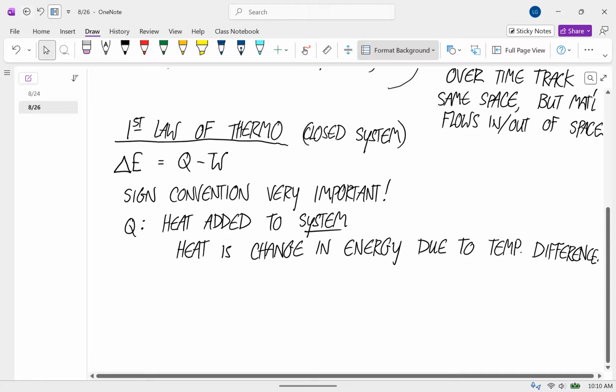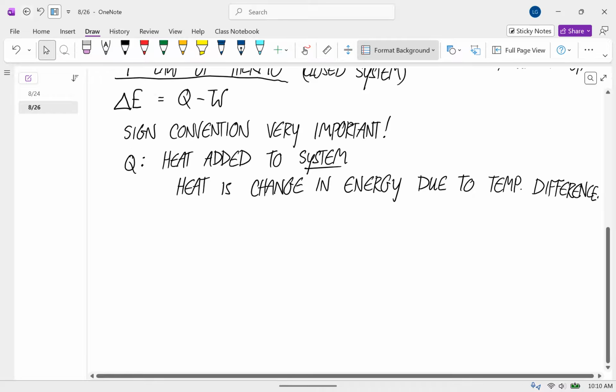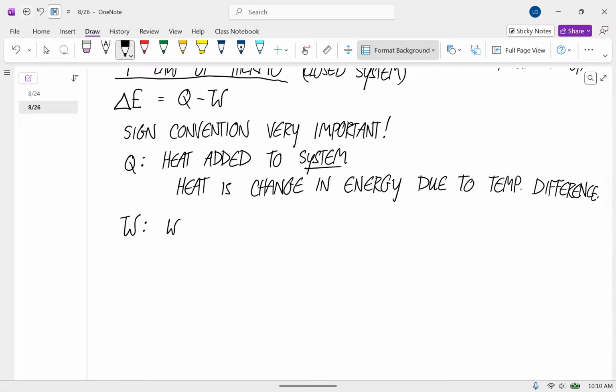Now, what about the work? What about that negative sign? The capital W is the work done to the surroundings by the system.